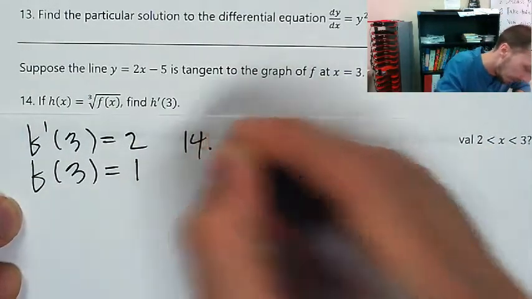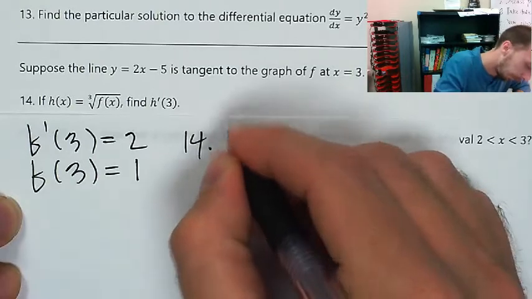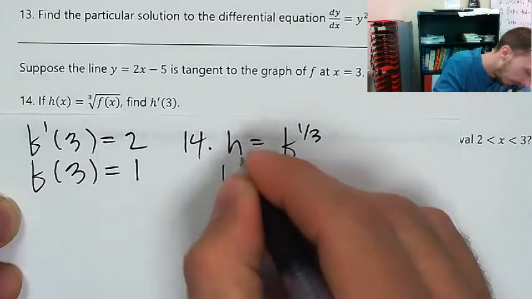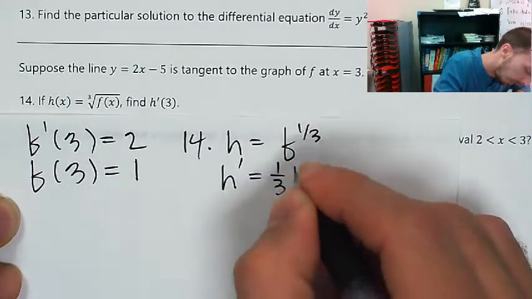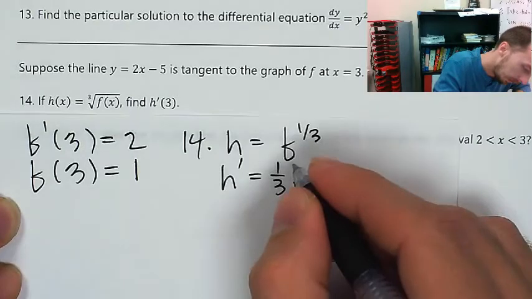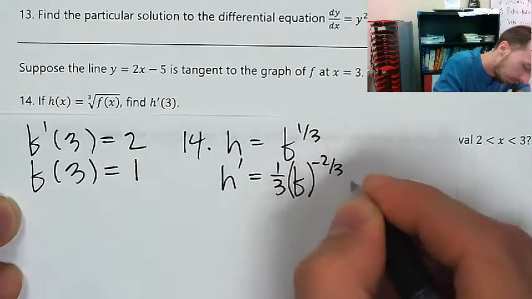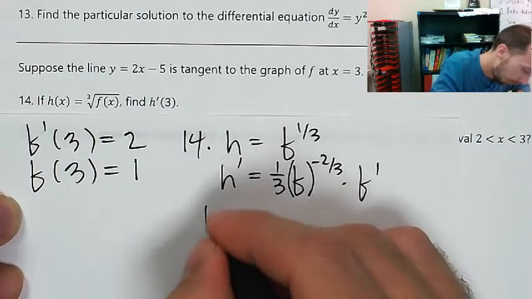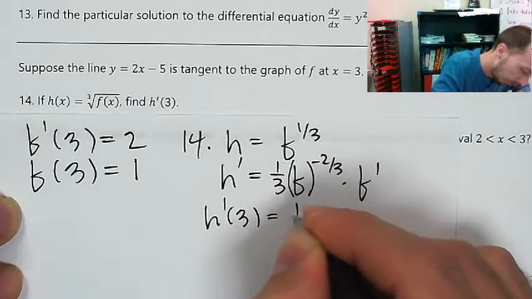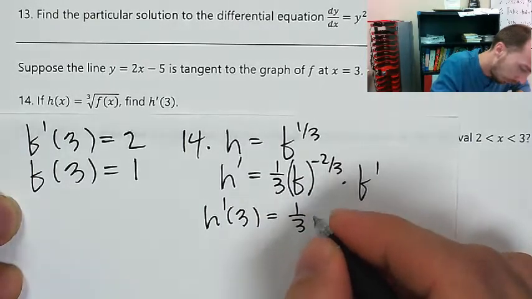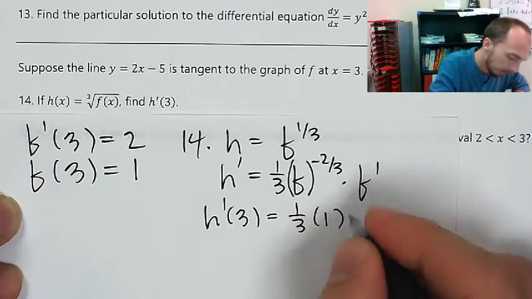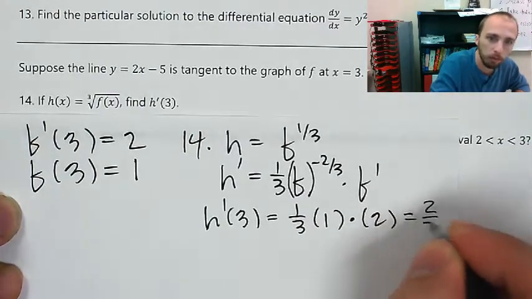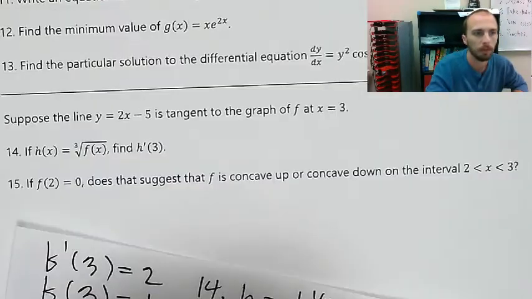Yeah, number 14. h of x equals cube root of f of x, and write it like that. Find h prime of 3. Okay, h prime is going to be 1/3 of, leave the inside the same, f to the negative 2/3, multiplied by the derivative of the inside, which is f prime. So h prime of 3 is equal to 1/3 of 1 to the negative 2/3, which is going to be 1, multiplied by f prime, which is going to be 2, and that is in total 2/3.